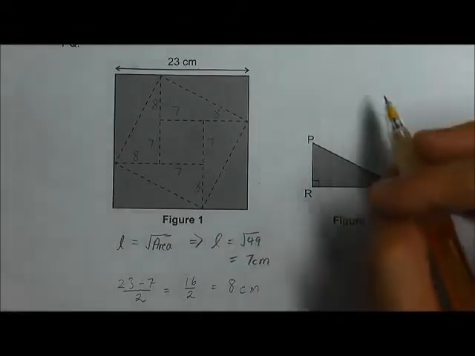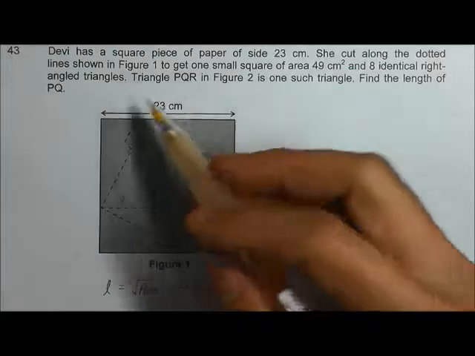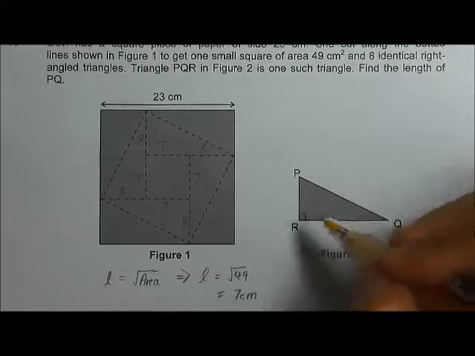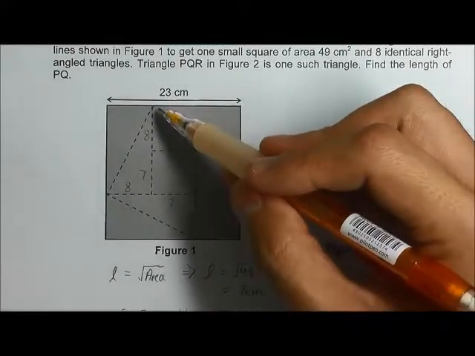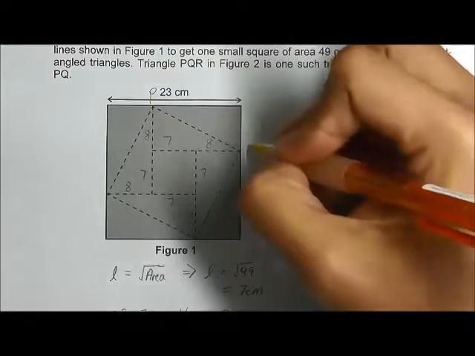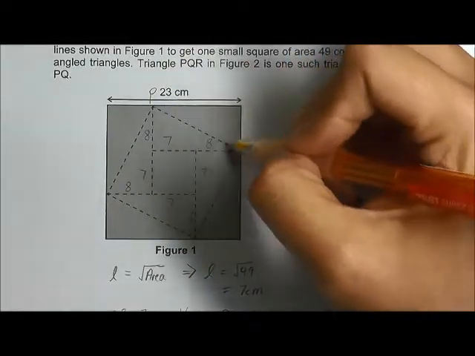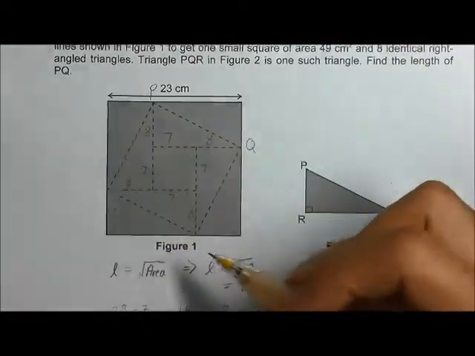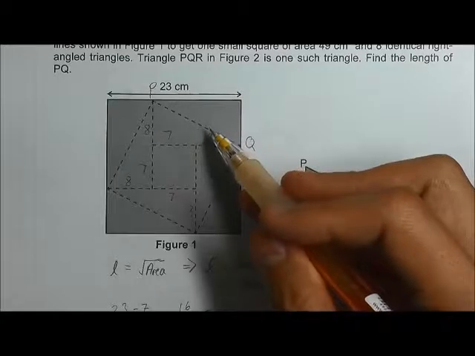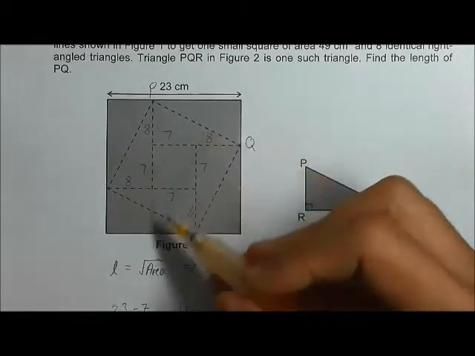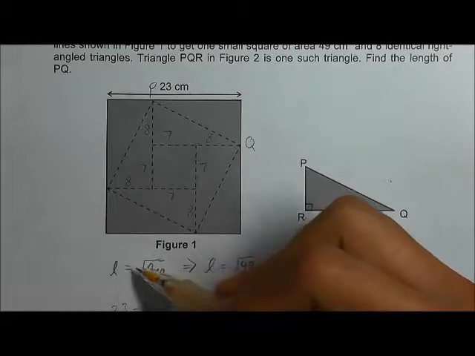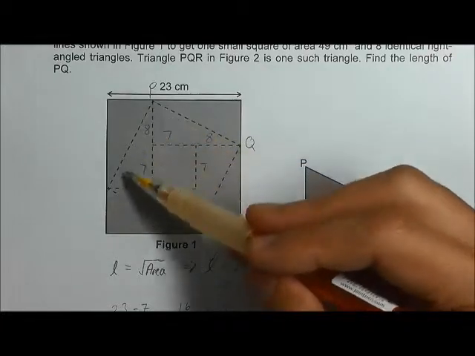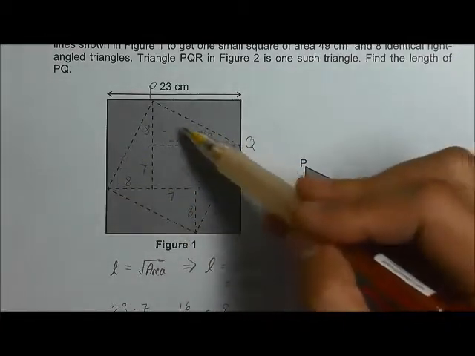Okay, so now the question here is that we have to find the length of PQ. So PQ is this length, and if you can see it, PQ is also equal to the side of this dotted bigger square. Okay, so we can use the same method to find the side of the dotted bigger square. We can use the formula L is equal to square root of the area. So what we need to do is to find the area of this big dotted square.